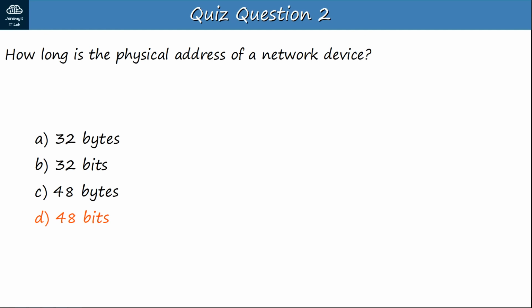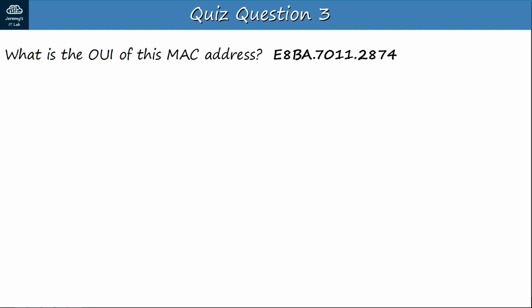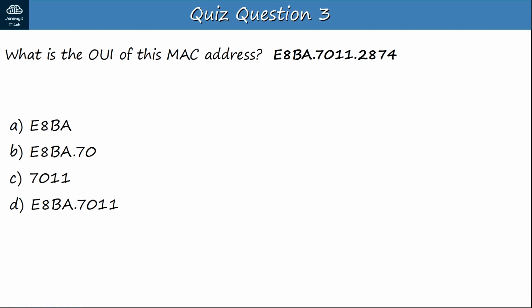What is the OUI of this MAC address? E8BA.7011.2874. A. E8BA. B. E8BA.70. C. 7011. Or D. E8BA.7011. Pause the video to think about your answer. The answer is B.